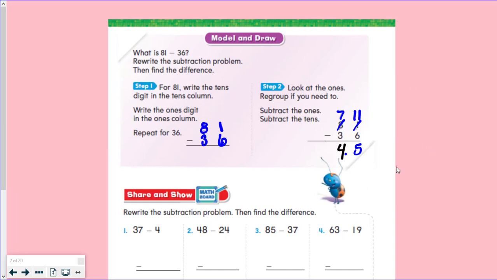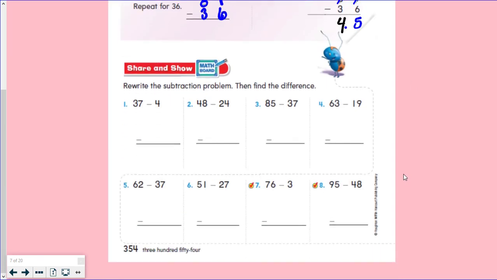All right, so that's what we're going to be practicing today, is rewriting problems and solving them. So that's what it says. Rewrite the subtraction problem, find the difference. So let's rewrite a couple together, and then I'll have you go back and solve them. So 37 minus 4. So I write my 37.